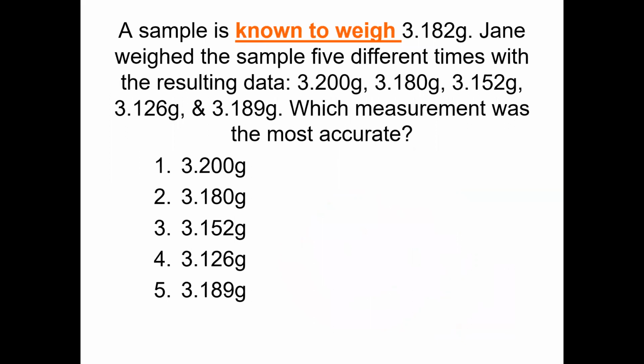All right, now here's where we're weighing stuff. Now this is a little different, isn't it? This is an actual measurement. All right, so which one of these, 1 through 5, is the most accurate measurement of mass? And you notice that it says a sample is known to weigh, and it gives you the actual mass. So go ahead and answer. This time you only have a 20% chance of being right.